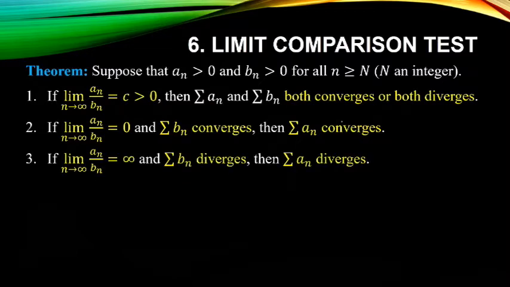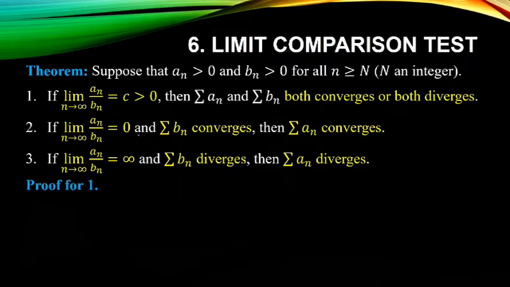Then number 3, if the limit of the ratio of a sub n over b sub n as n approaches infinity is infinite and the summation of b sub n diverges, then the summation of a sub n diverges also. So we have the conditions for the limit comparison test.